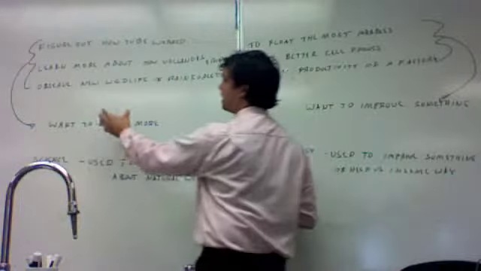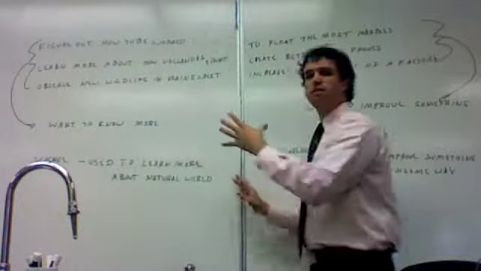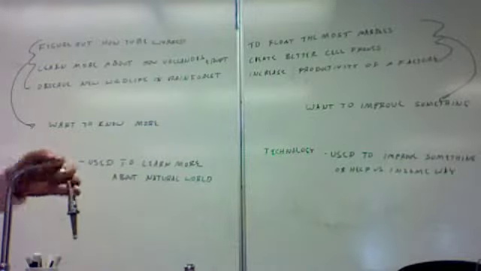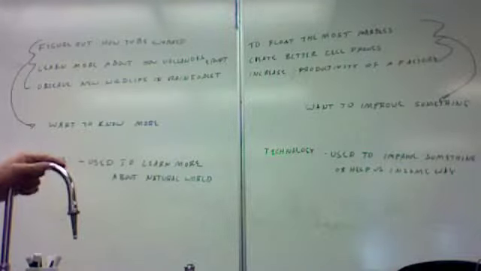The ones over here are focused on a desire to know. We just want to know more things. It's kind of like learning for learning's sake. Whereas over here, we're trying to achieve something, trying to make something easier, something better. So here we want to know more, and over here we want to improve something. And what that really comes down to is the difference between science and technology.